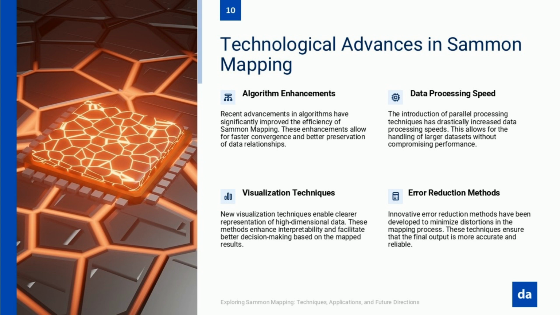Originally, Sammon mapping relied on computationally expensive iterative methods like gradient descent, which required careful parameter tuning. Today, researchers have integrated adaptive learning rates, stochastic gradient descent, SGD, and second-order optimization methods to make the process faster and more stable. These improvements help avoid local minima and ensure better convergence.